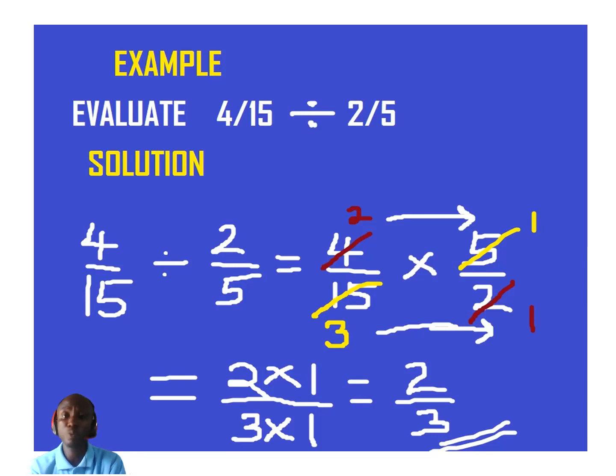Don't forget, when it comes to multiplication, numerators multiply themselves, denominators also multiply themselves. But when it comes to division, what is up can divide what is down. Take note of that, please. Don't forget it. So 5 divides itself 1, 5 divides 15, 3. 2 divides itself 1, divides 4, 2 times. 2 times 1, 2. And 3 times 1, 3. So 2 over 3 is the answer.